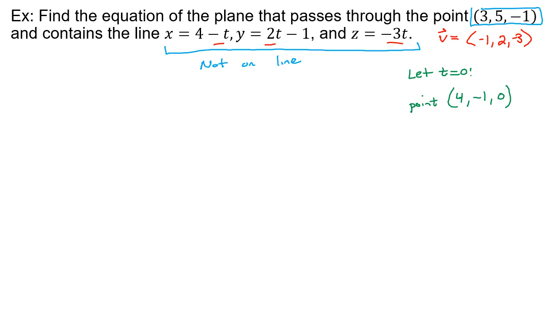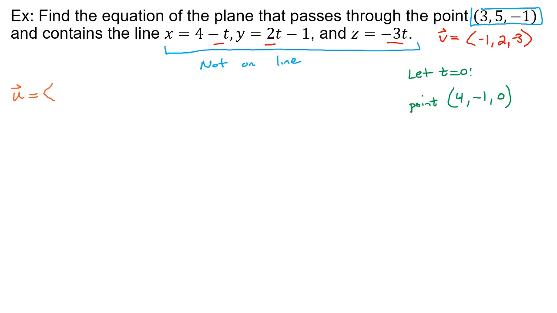So now I have 2 points, the 3, 5, -1, and the 4, -1, 0. Those are both points in the plane. I could find the vector that connects those points. So I'll call it, say, vector u. And I just have to subtract those values. 4 minus 3. I might want to scoot this over if I'm going to write this all on one line.